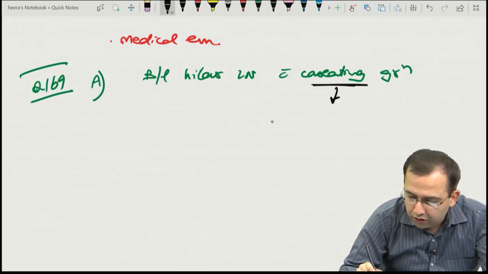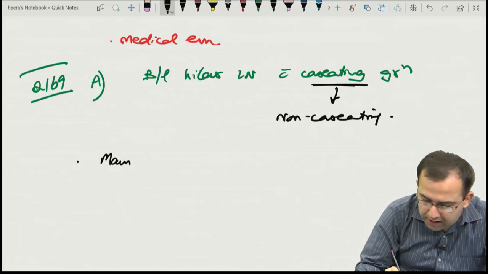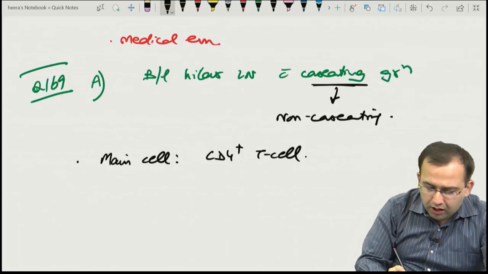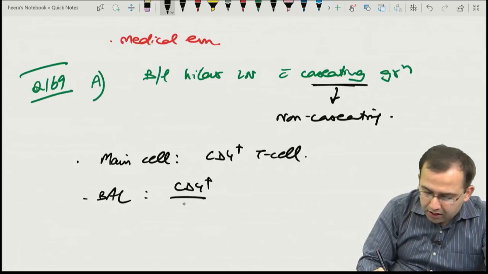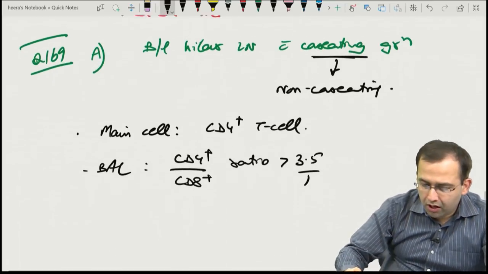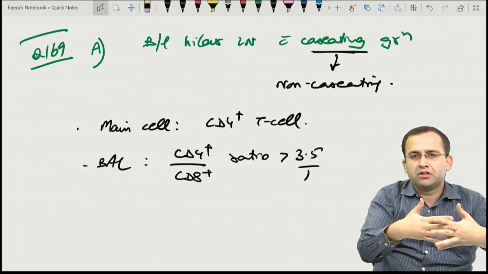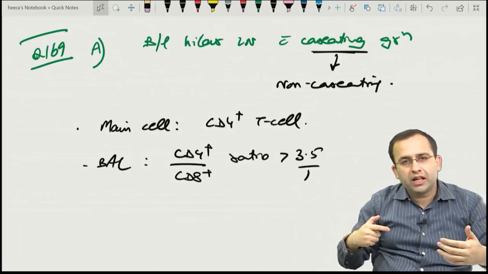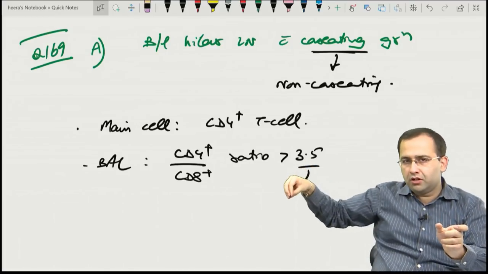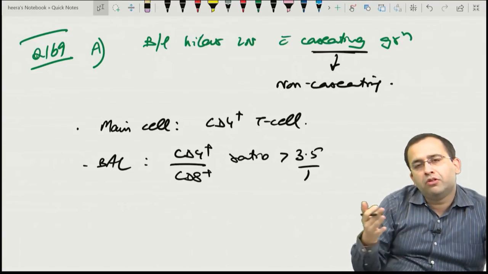Please note, they are non-caseating granulomas. Let us have a look at other options. The main cell in sarcoidosis is the CD4 positive T cell. In bronchoalveolar lavage, CD4 to CD8 T cell ratio of more than 3.5:1 is suggestive of sarcoidosis. Next, Kveim-Siltzbach test, though it is an obsolete test. What was that? Suppose I had a suspected case of sarcoidosis. I took the splenic extract of the known case and injected it in the suspected. It is an intradermal injection of splenic extract of a known patient of sarcoidosis into the suspect case. This is an obsolete test. It is not performed now, but it was used for sarcoidosis.